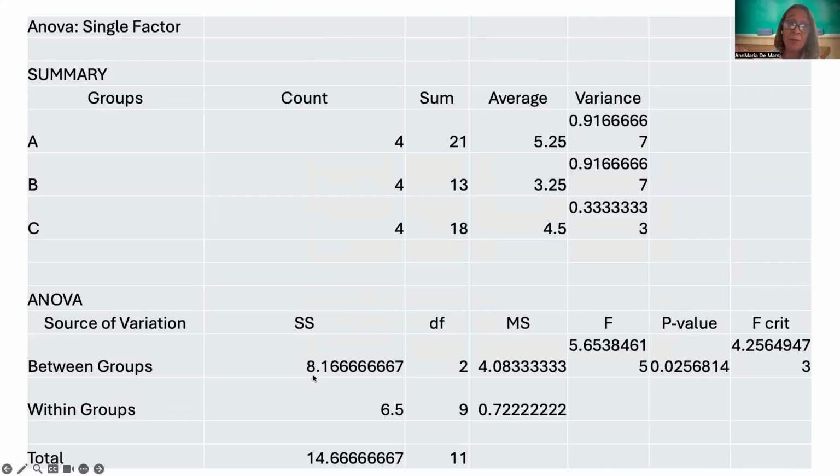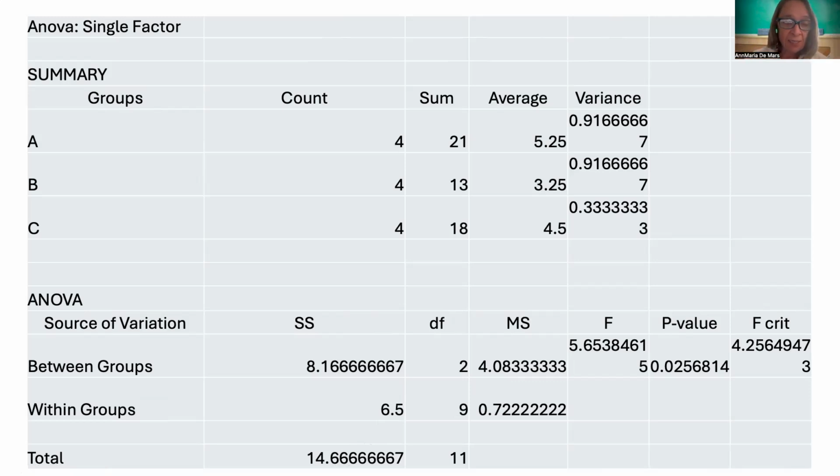And it is going to give me the analysis of variance table. Remember from the last video where I calculated all of this? And I had an average of 5.25, 3.25, and 4.5. So those were my group means. I had a between group sum of squares 8.16, a between group mean square 4.08, a within group sum of squares 6.5, total of 4.66. As you can see, it's all the exact same values. All right, so that's really exciting.